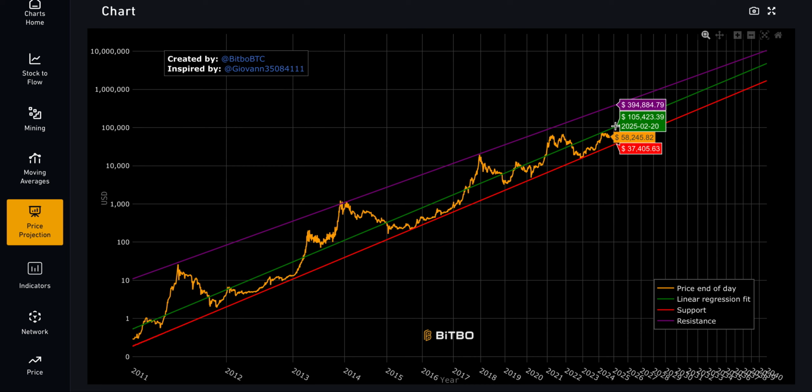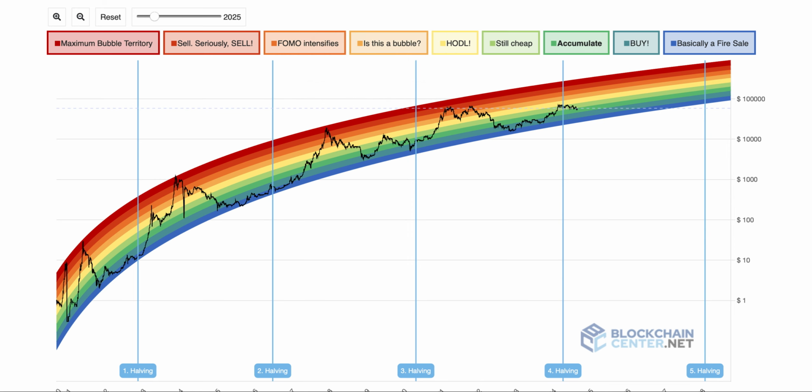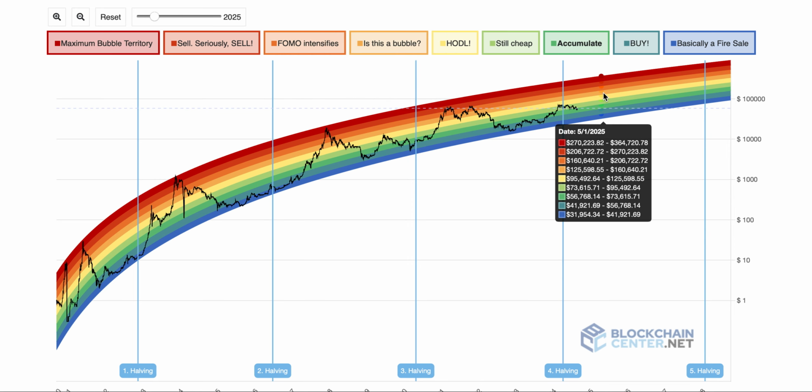So the power chart, I'd say, keep an eye on that green line. And when Bitcoin is above that green line, then those are happy days for Bitcoin and crypto. But if you want to take more accurate looks, in my opinion, I like the rainbow chart more. So comment below, which do you like more? Why?